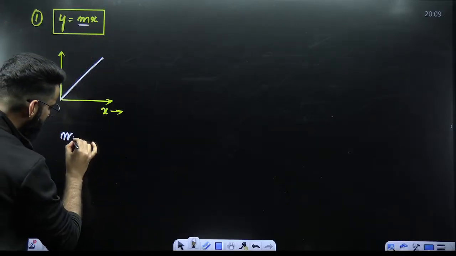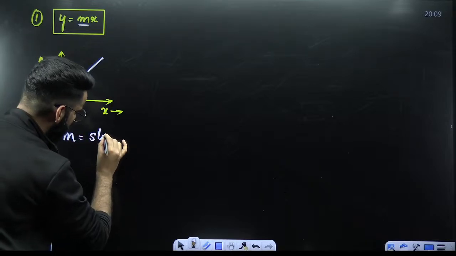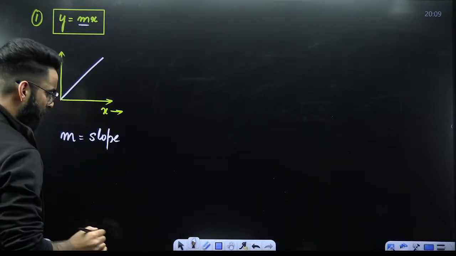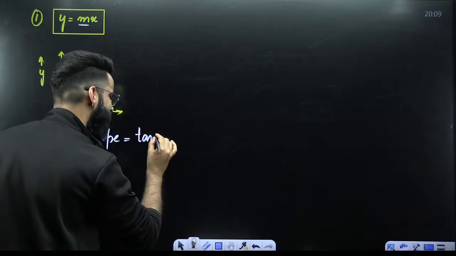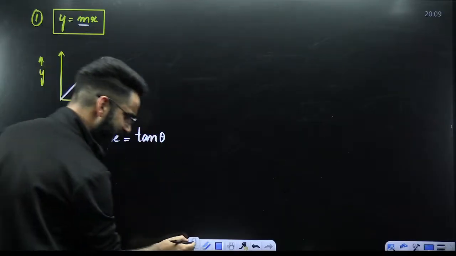What is this m called? This m is something which you call a slope. And what is slope exactly? Slope is nothing, it is just tan of theta.